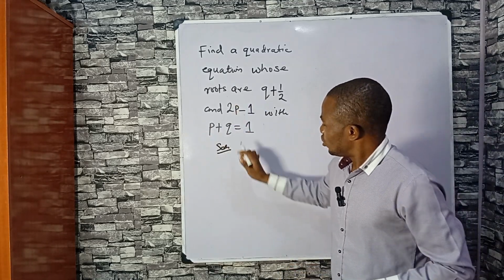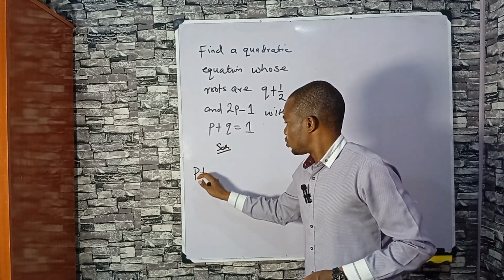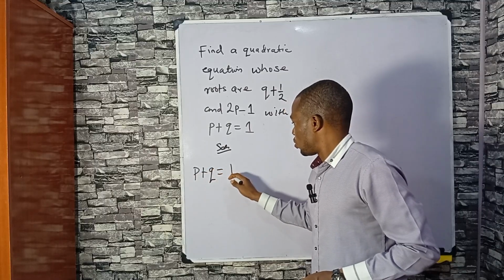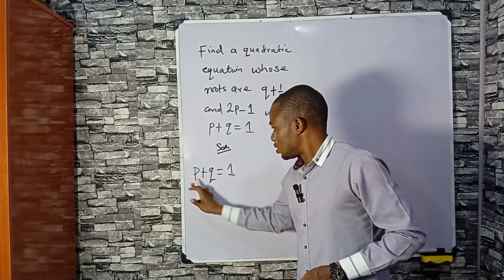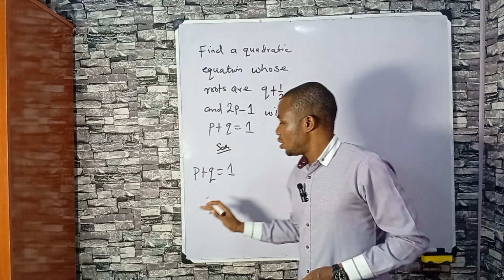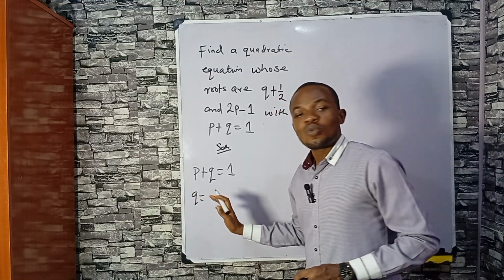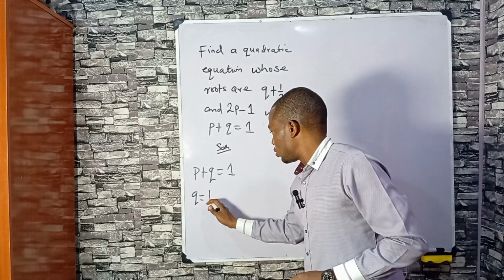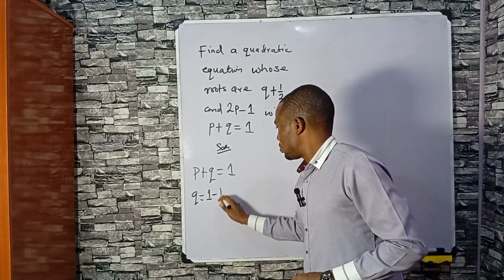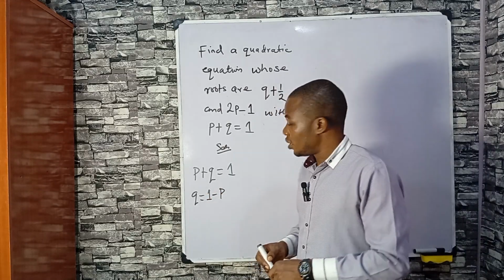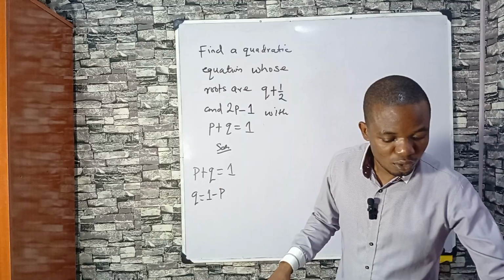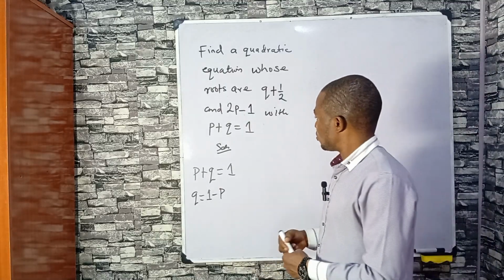Look at this condition that p plus q equals 1. We want to express the answer in terms of p. That means q will disappear. So you make q the subject. q equals, subtracting 1 from both sides, 1 minus p. So where you find q, replace it with 1 minus p.